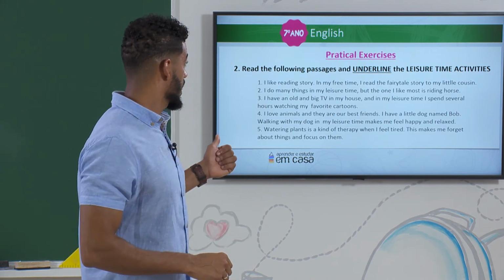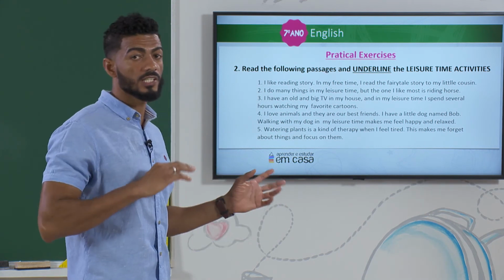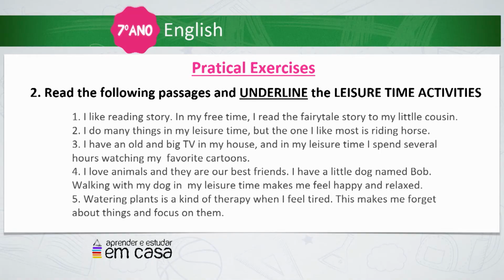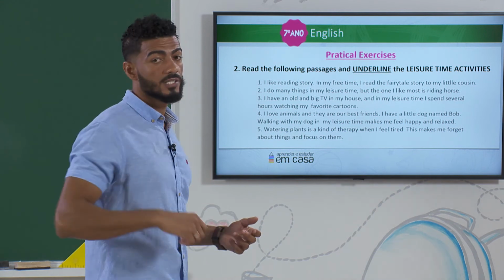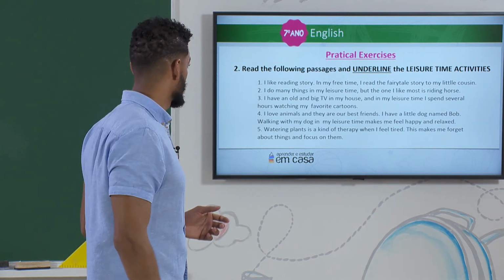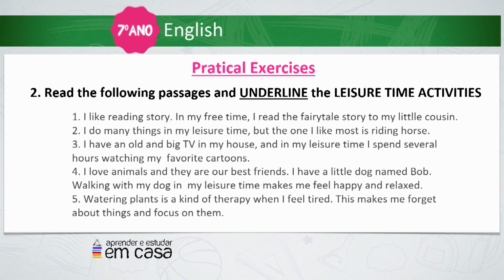So, now we have the second exercise, reading comprehension. Here, what you have to do, read the following passage and underline the leisure time activities. Here you have just to read and identify in each sentence which one is a leisure time activity. The first sentence, I like reading stories in my free time. I read fairy tale stories to my little cousin. Here you have just to identify the leisure time activity.